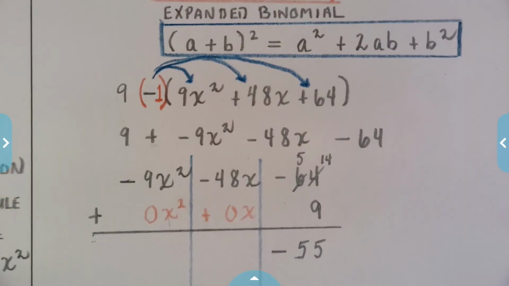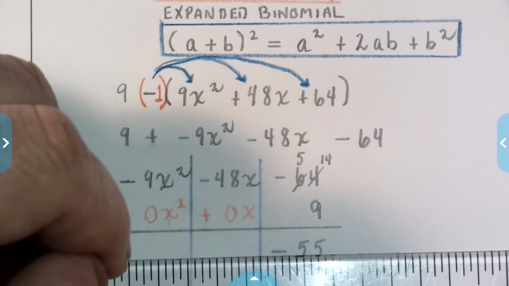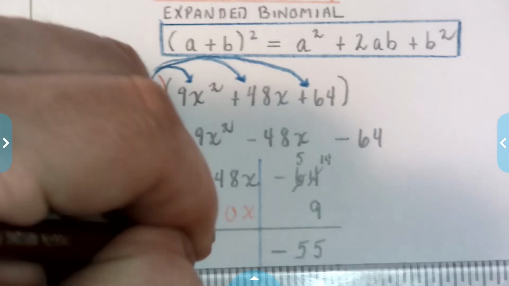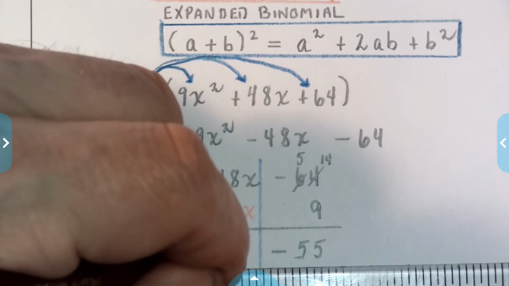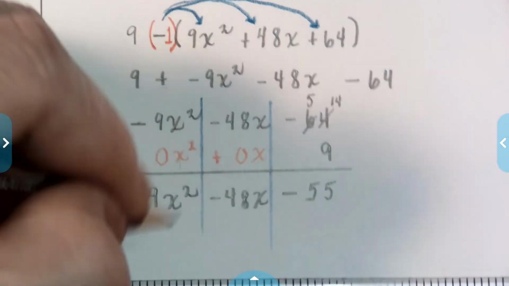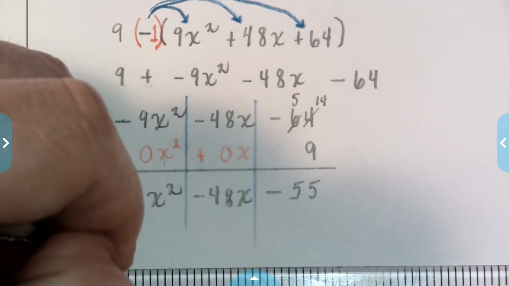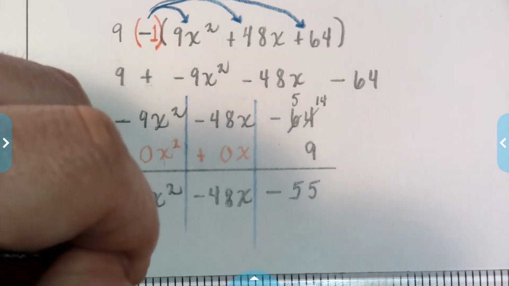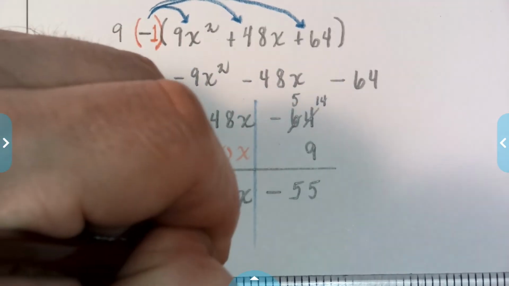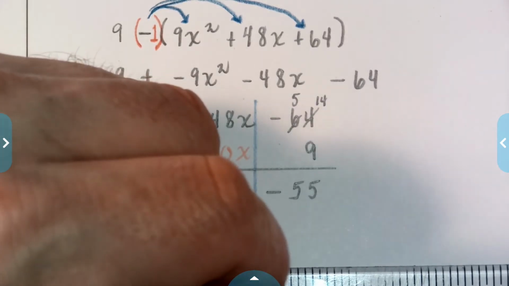Okay, now the rest of the stuff just comes down because it wasn't changed. So we have -9x squared minus 48x minus 55. Let's put it all together. So our final answer is -9x squared minus 48x minus 55.